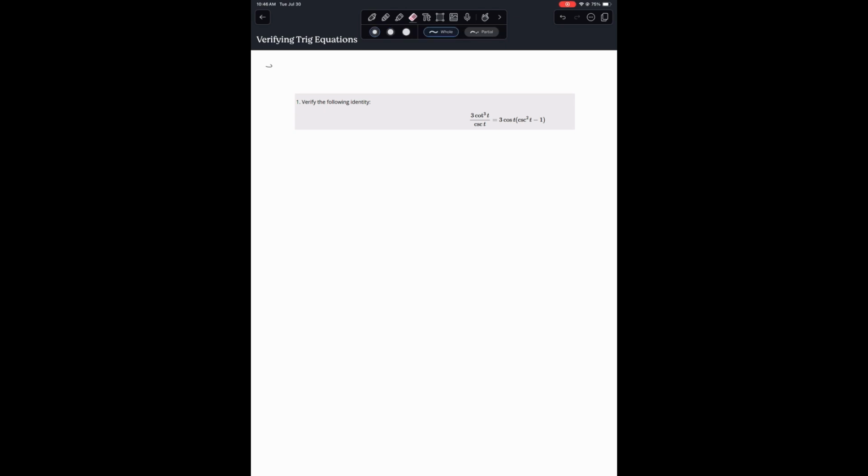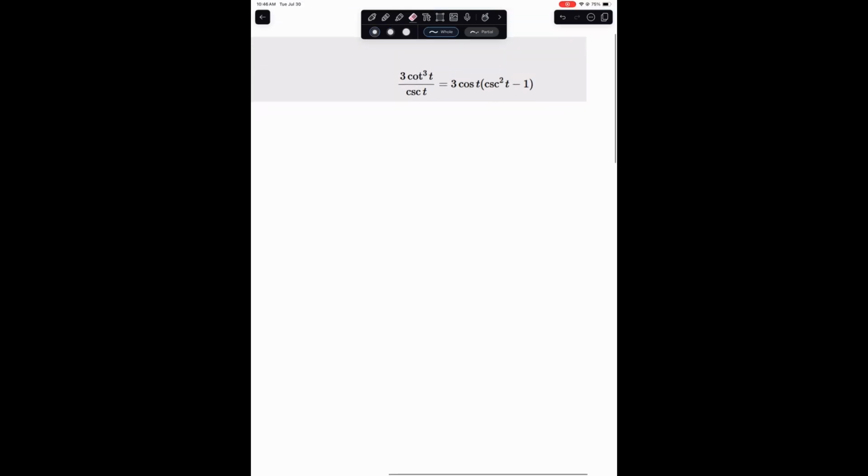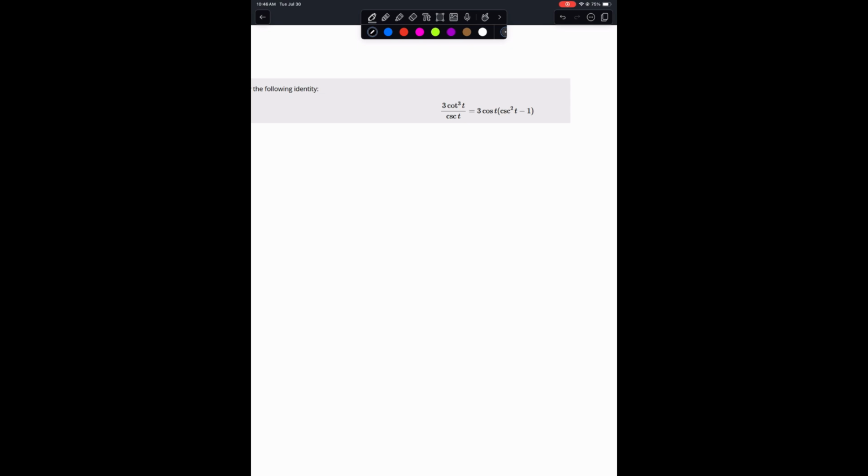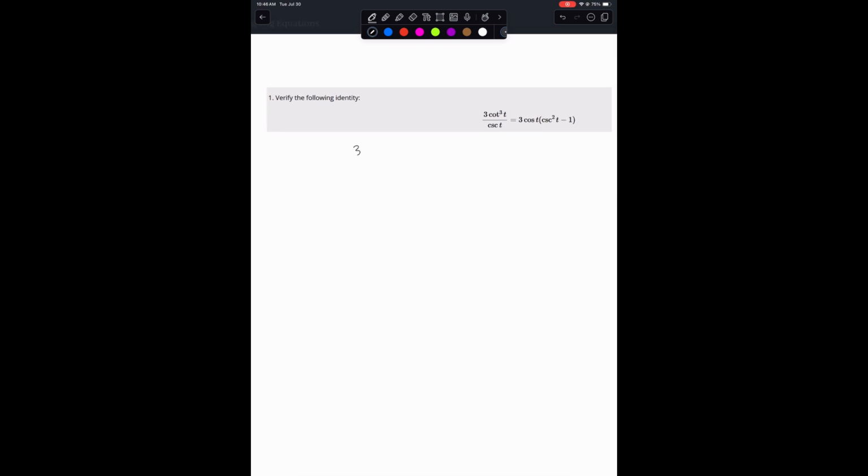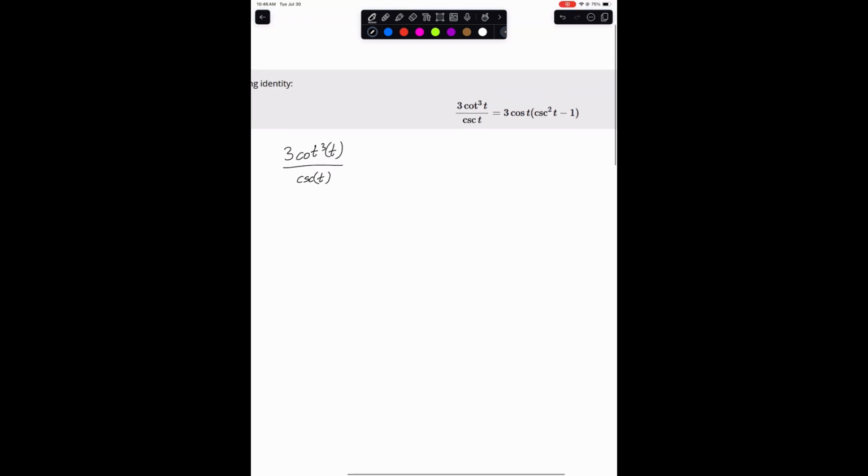Okay, so for the first question, I always like writing out the left side so I have a start somewhere for my work. So 3 cotangent cubed of t, then cosecant t. Now put these in parentheses as to not confuse me.